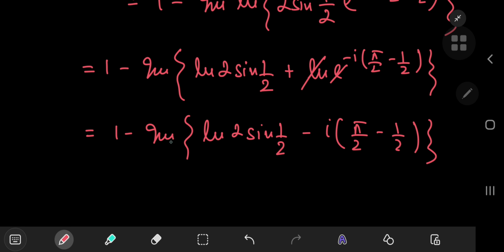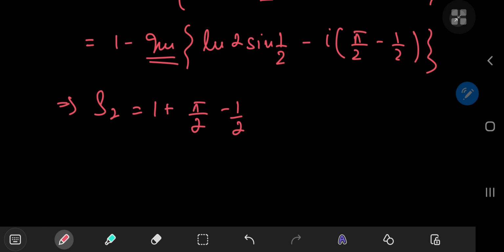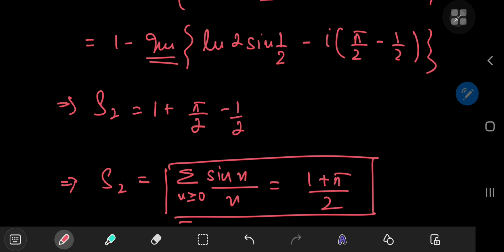And we're interested only in the imaginary part, so this implies that S sub 2 equals 1 plus pi by 2 minus 1/2. And we know that 1 minus 1/2 is 1/2. So this implies that S sub 2, which is the sum over the non-negative integers n of sine n by n, equals 1/2 plus pi by 2, which is again quite a nice result indeed.